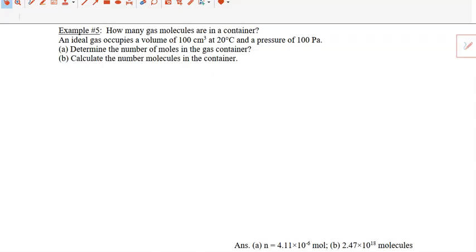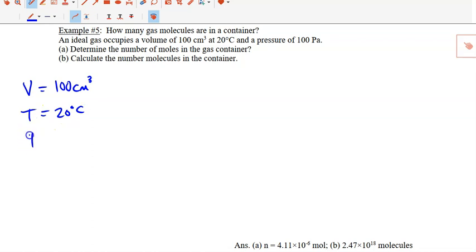So let's go back over here and write down what we know. We have a volume of 100 centimeters cubed, a temperature of 20 degrees Celsius, and a pressure of 100 pascals. What we're trying to find in part A is the number of moles in the container. In part B, we're trying to find the number of molecules.